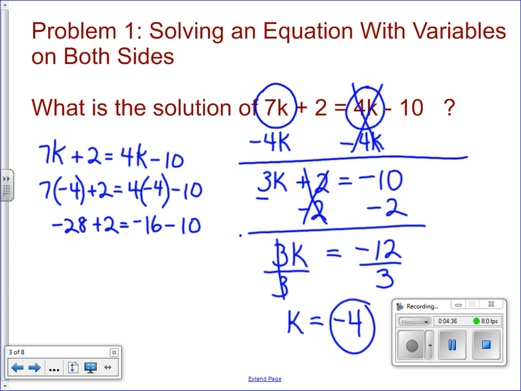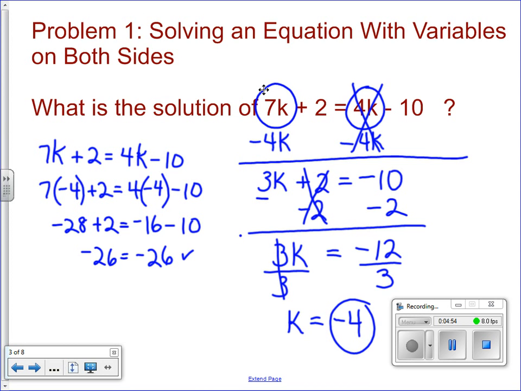And then negative 28 plus 2 is negative 26 on the left side. On the right side, negative 16 minus 10 is negative 26 as well. So we have a correct answer. k is equal to negative 4.